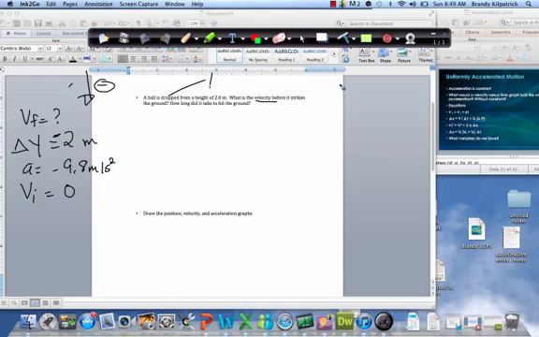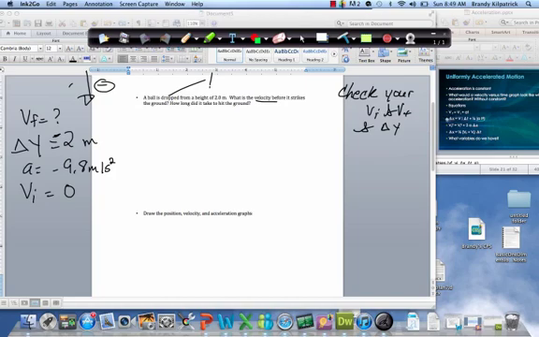So in these types of problems, check your VI and VF, and also delta Y, to see if they're negative or not. If they're down, it's negative, if it's going up, it's positive. All right, so we have three values, so now we're going to pick an equation.